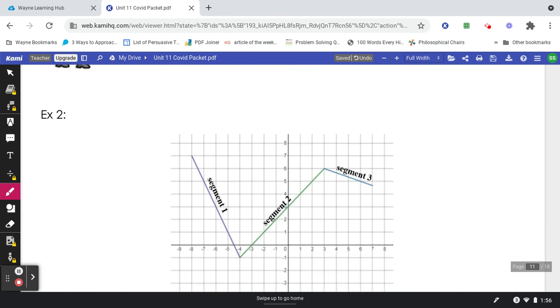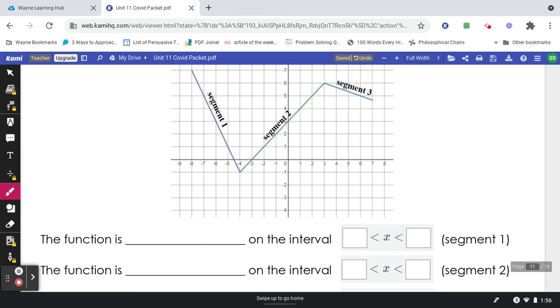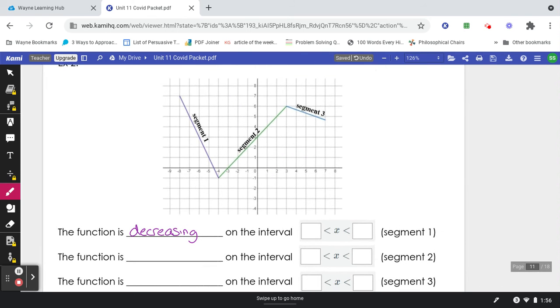For the next part, we're going to have these segments. The function for segment 1 is decreasing. It's going downhill. That looks like it's happening from this point right here, which is -8, all the way to this point right here, which is -4. We'll always read your graphs from left to right, so -8 to -4.